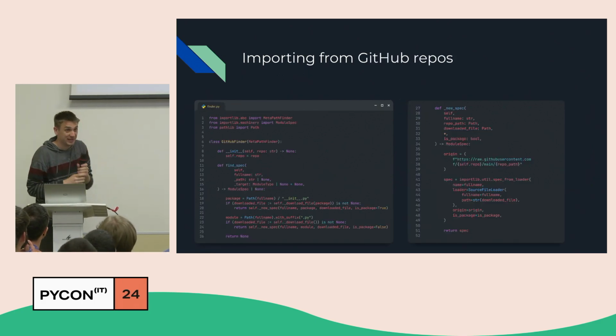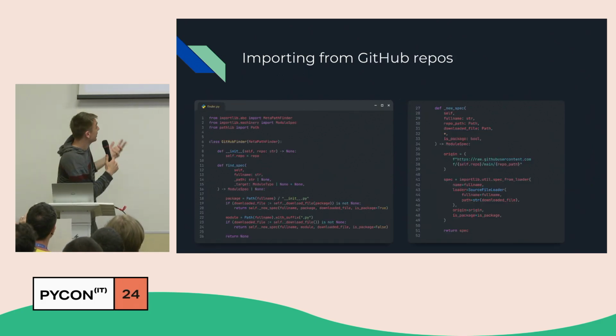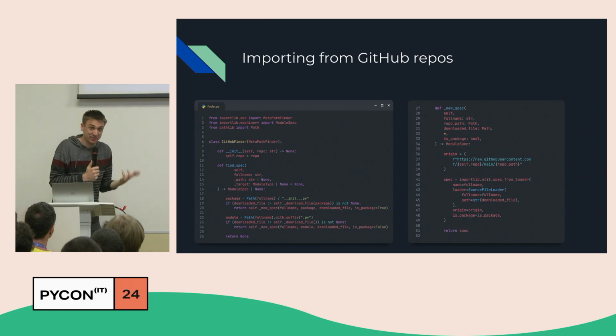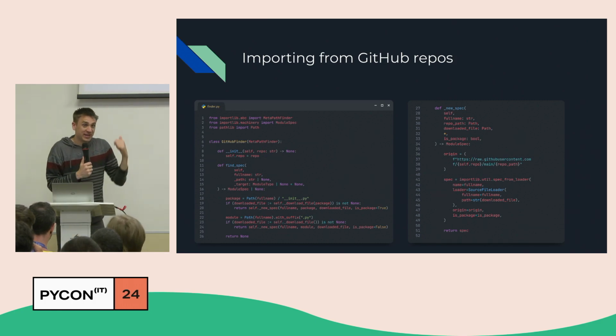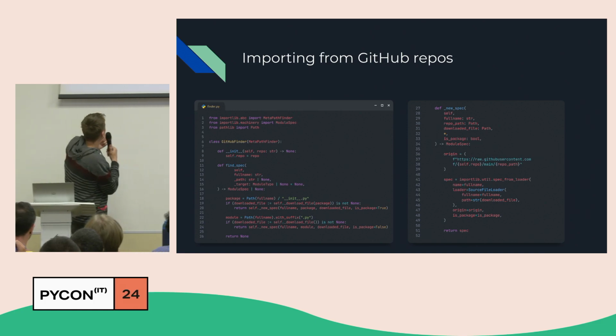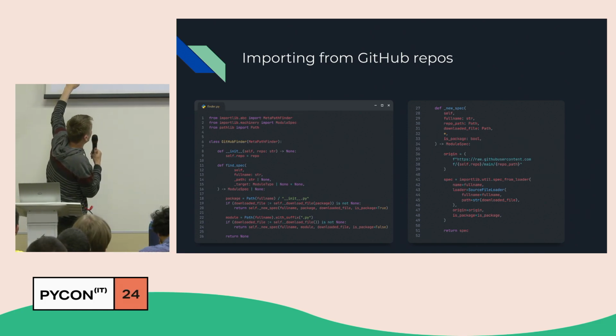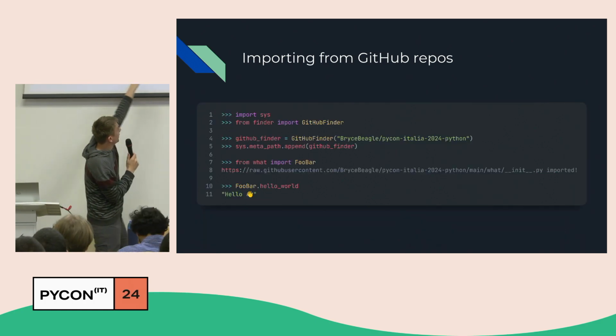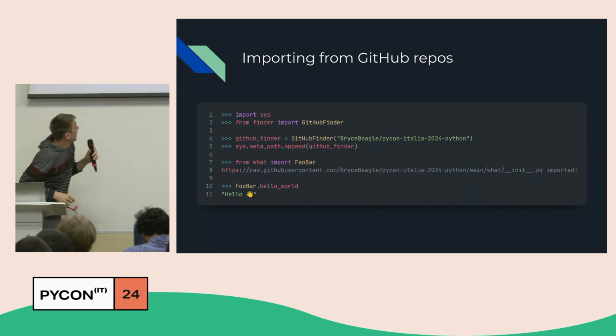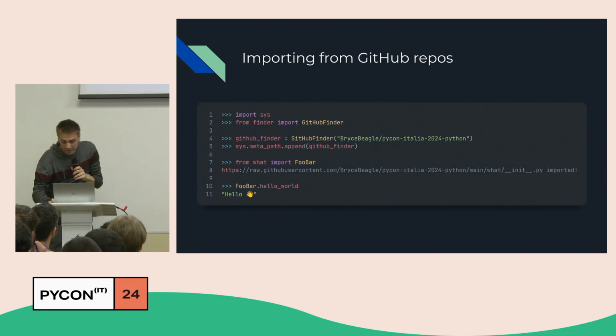All right, next we can talk about importing from GitHub repos. So at import time, it's going to go check GitHub: does this file exist for this package? And then download it and import it. So again, we implement a finder. We register it with a GitHub repository string, and then put it in the sys.meta_path.